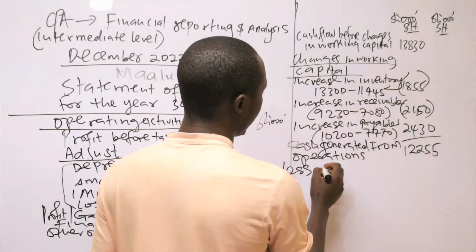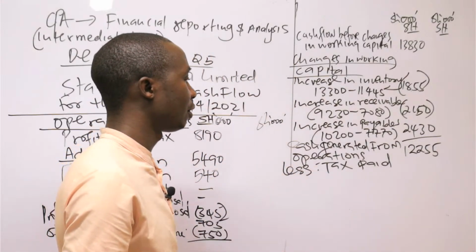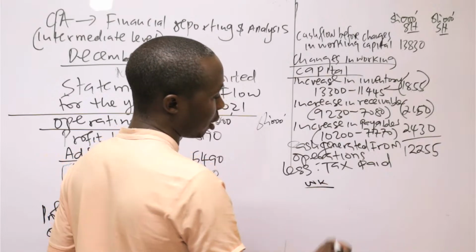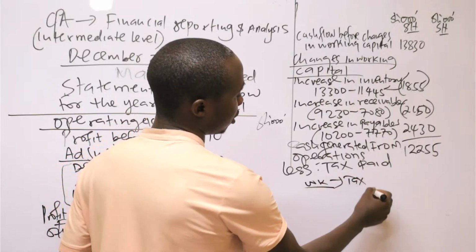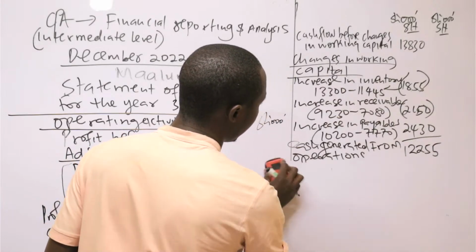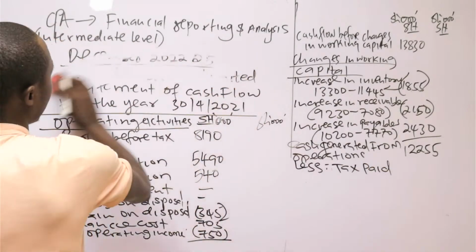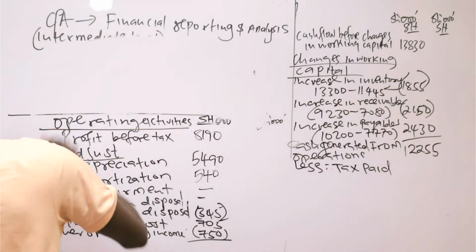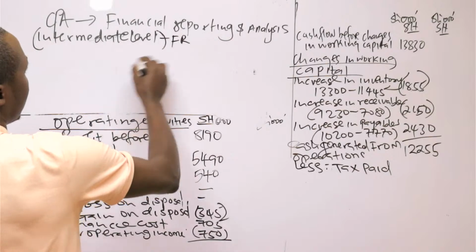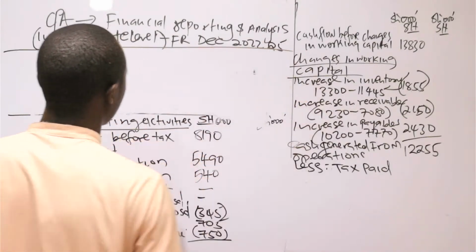Then we deduct the tax paid. For the tax paid, we have to do our working. You can even do it directly, but for more understanding, we can do our working. So I will do a small working here. For the tax, you have to consider deferred tax. To be a bit neat, we can do it on this other side here. Remember that the question is Intermediate Level FR, December 2022, Question 5. This is important.